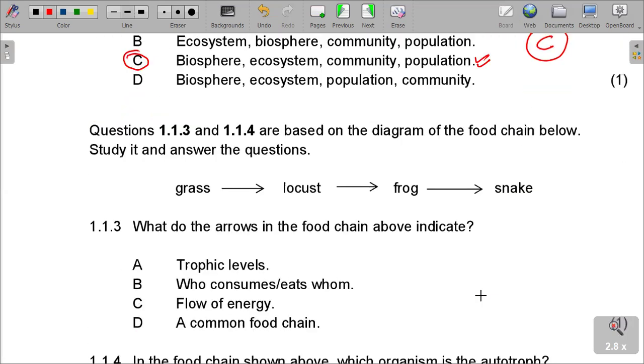And then we have a food chain shown below. We have grass, locust, frog, and snake. The question is saying, what does the arrow in the food chain above indicate? The arrows are indicating what? They indicate the flow of energy. I'm sure you remember saying each one feeds on the other, but the arrows are indicating the flow of energy, which is the letter C.